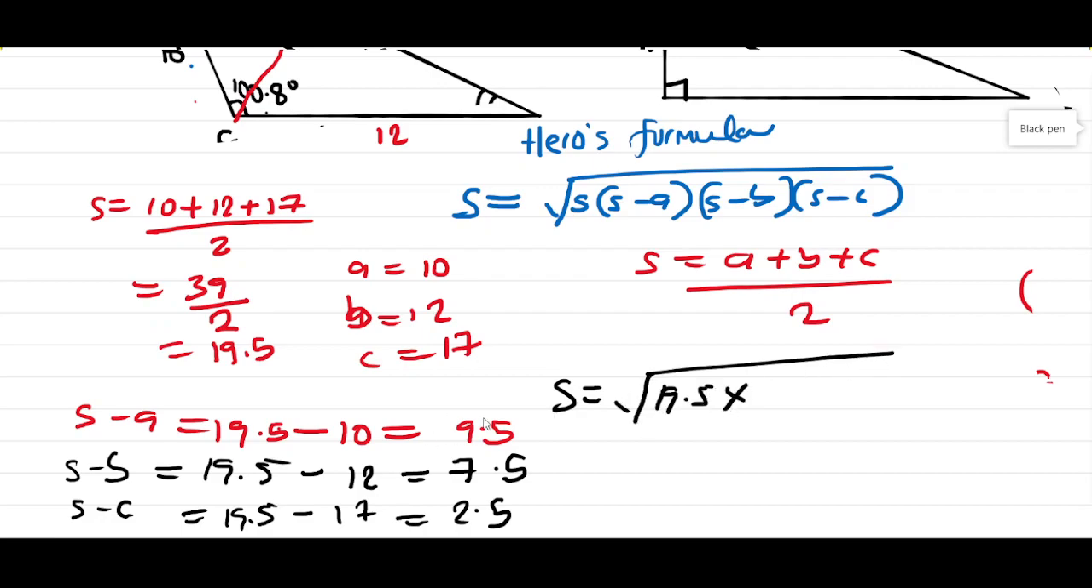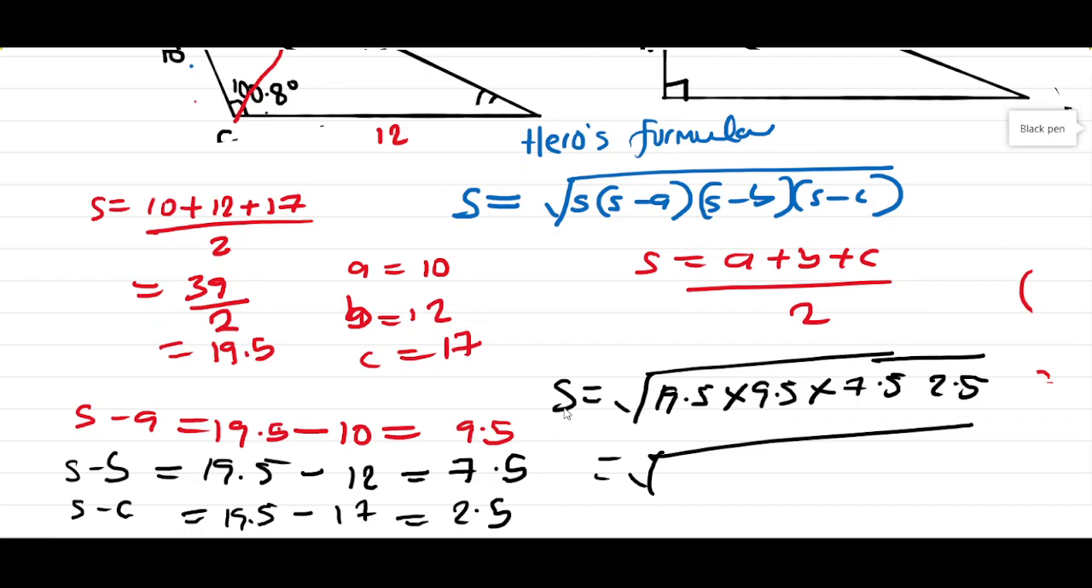Then we multiply by s minus a, which is 9.5, then we multiply by 7.5, and still we multiply by 2.5. I will do this in the calculator. We have a square root, then 19.5, multiplied by 9.5, multiplied by 7.5, and multiplied by 2.5. So everything here gives us 58.9 centimeters squared, which is exactly what we got.